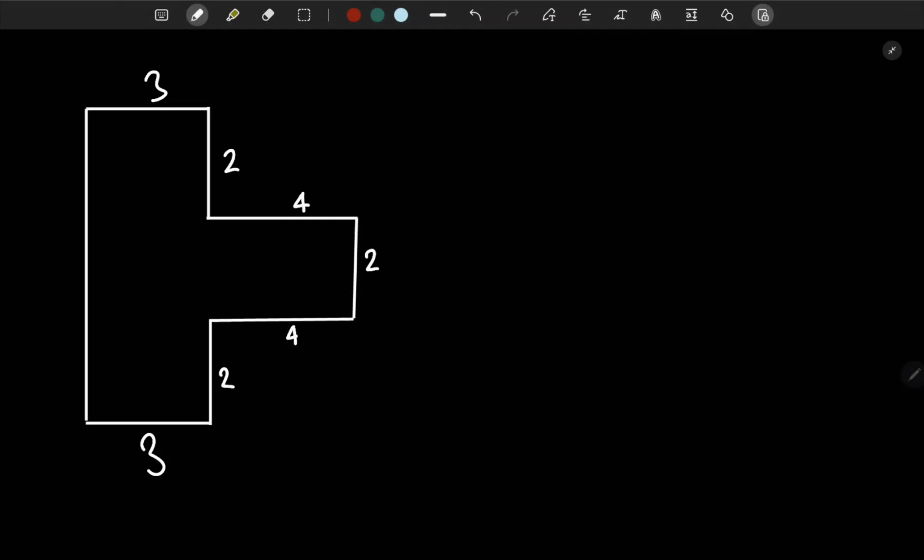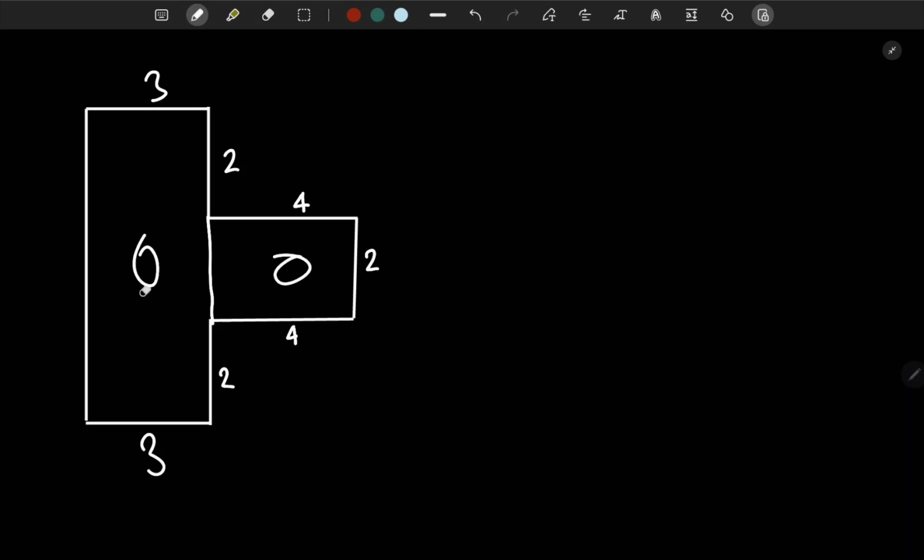So in this video, we learn how to find the area and the perimeter of irregular shapes. Here we have an example, and the first step is to divide this irregular shape so that we have known shapes like rectangles or triangles. So here what we can do is separate this rectangle from this rectangle over here.